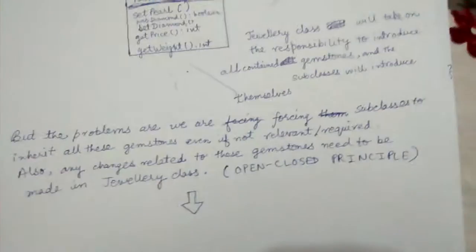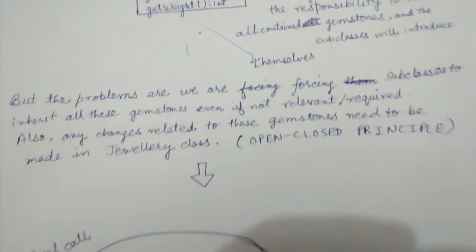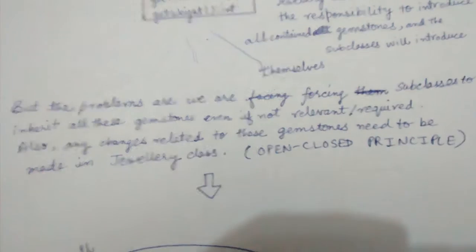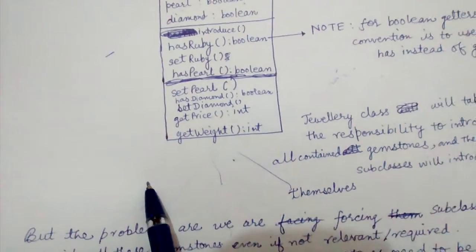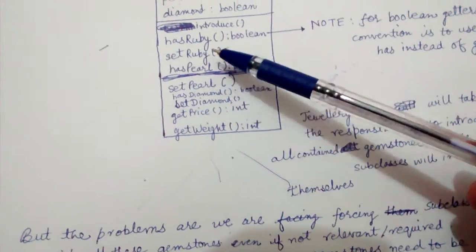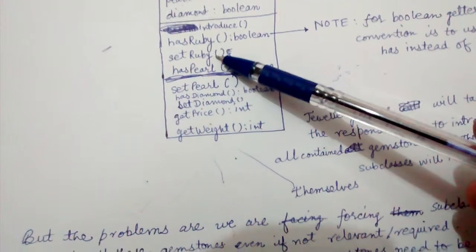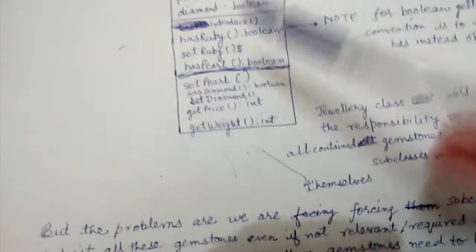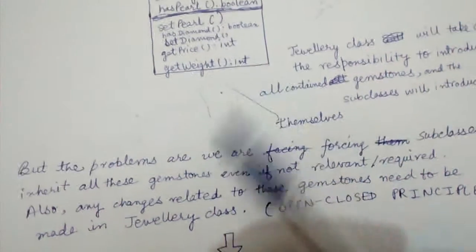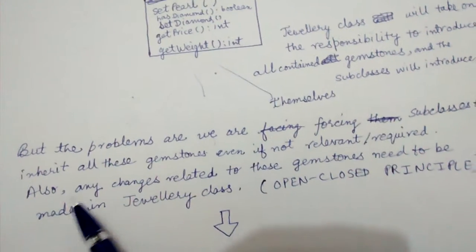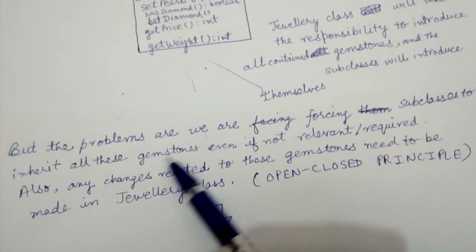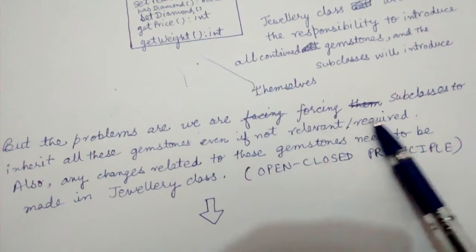So this looks like a very good solution, but the problem is that we are forcing our subclasses to inherit all these gemstones. If we have a payal class, nobody decorates payal with ruby, but we have these boolean variables in our parent class, so we are forcing the payal class to inherit this ruby boolean variable, which is very wrong. We are forcing all these subclasses to inherit all these gemstones even if they are not relevant or required.